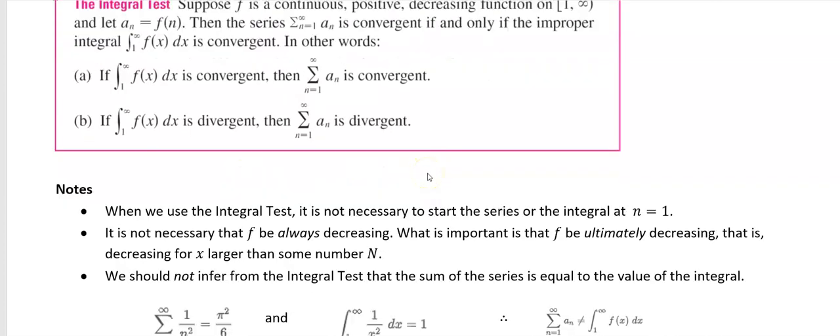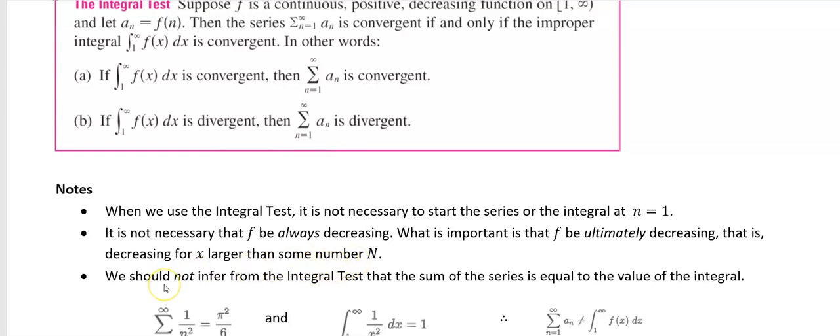Now, when we use the integral test, it is not necessary to start the series or the integral at the n value 1. It is also not necessary that f always be decreasing, but what is more important is that f will ultimately be decreasing. That is, decreasing for x values that are larger and larger than some number n.